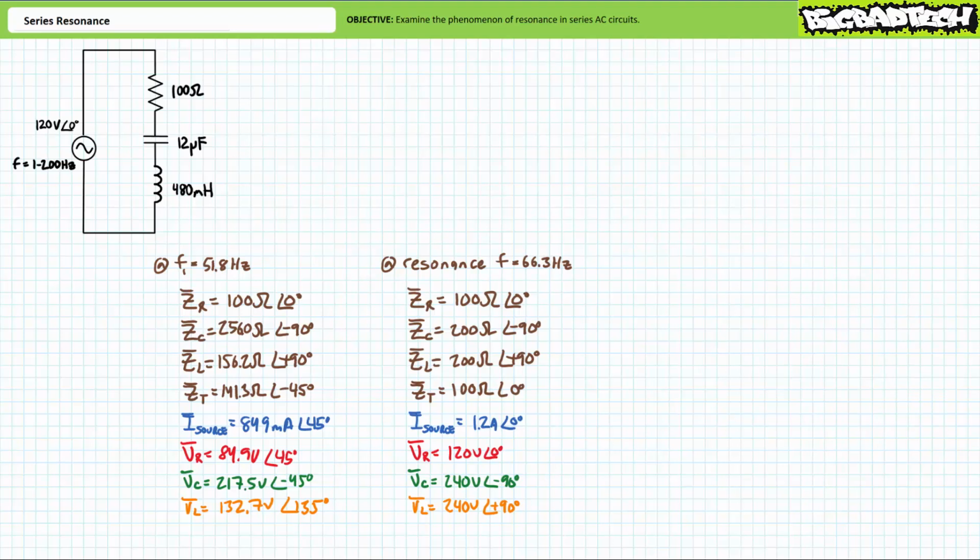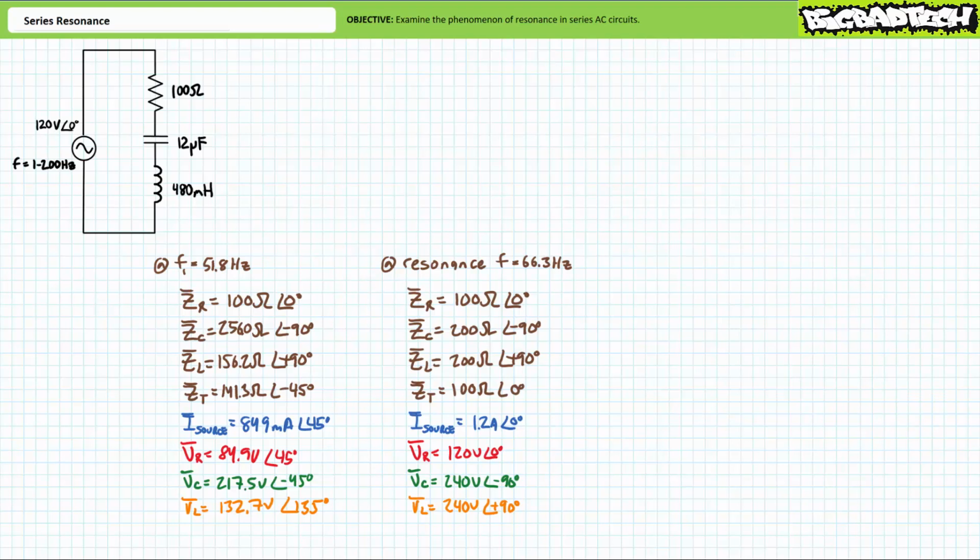Source current goes down and starts leading supply voltage as we'd expect for a capacitive circuit. Finally, voltage distribution within the series circuit changed. Less voltage was dropped across the resistor and inductor, and more was dropped across the capacitor. In summary, at an excitation frequency below the resonant frequency, this circuit appears more capacitive.